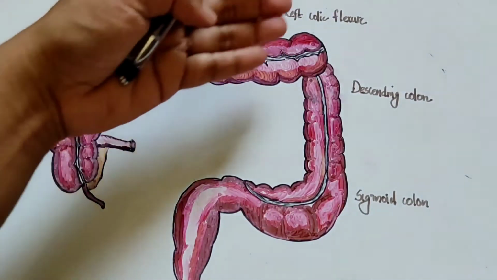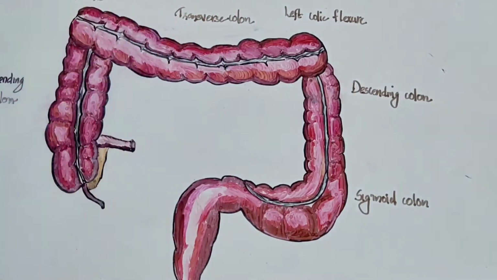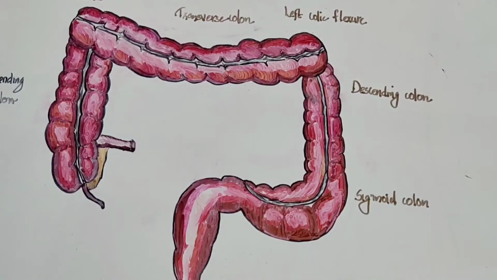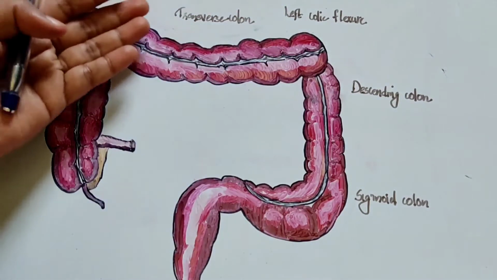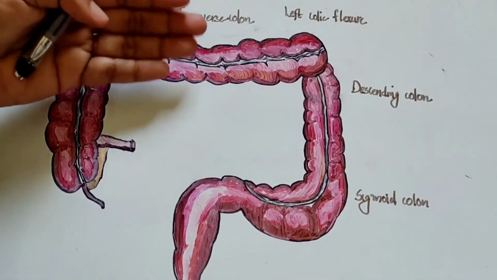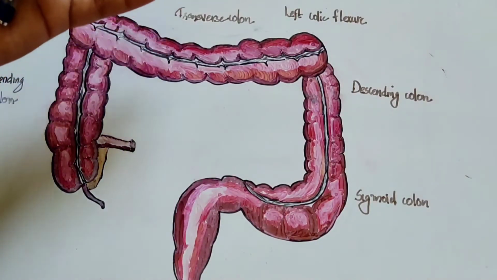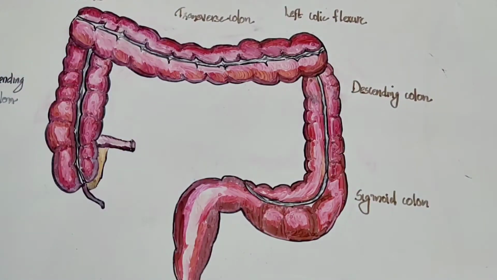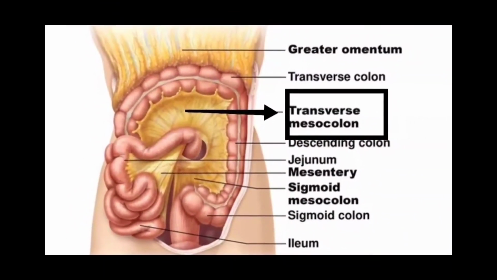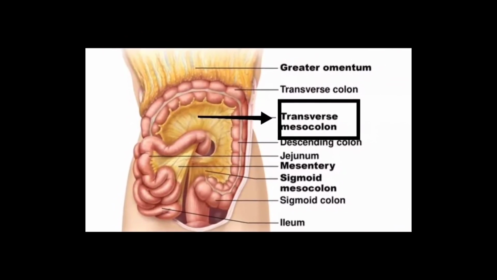It hangs low like a loop and it is suspended by means of the transverse mesocolon, which is attached to the anterior border of the pancreas. In this figure you can see the transverse mesocolon and you can also see how the transverse colon is suspended by means of the transverse mesocolon.